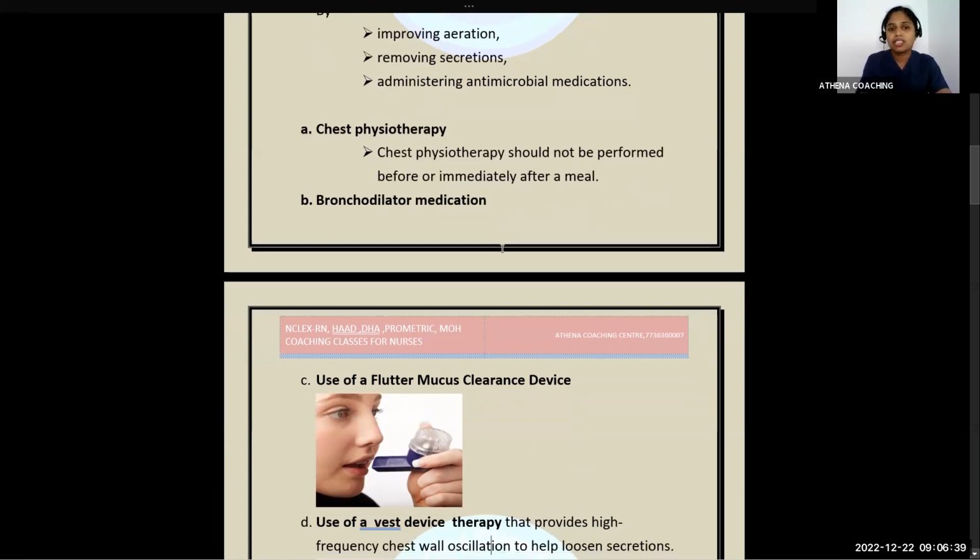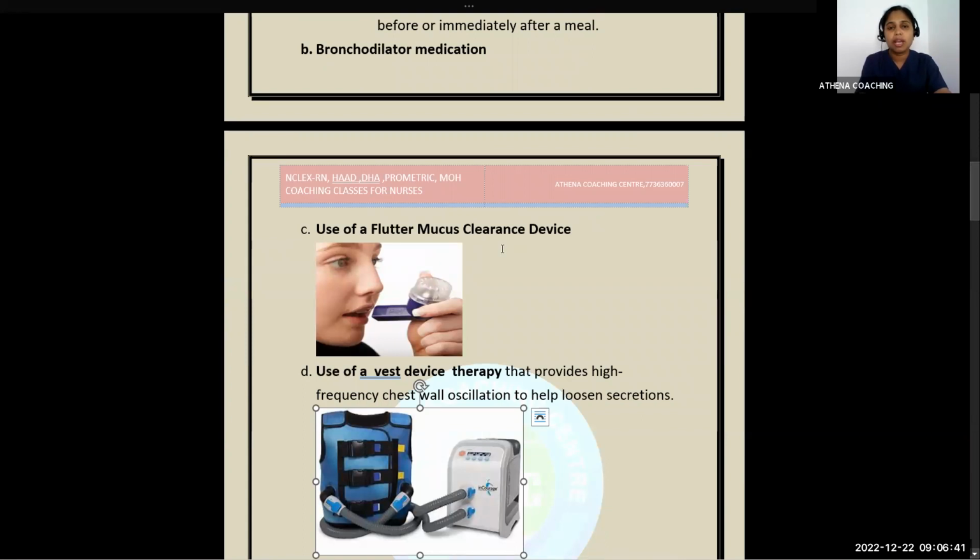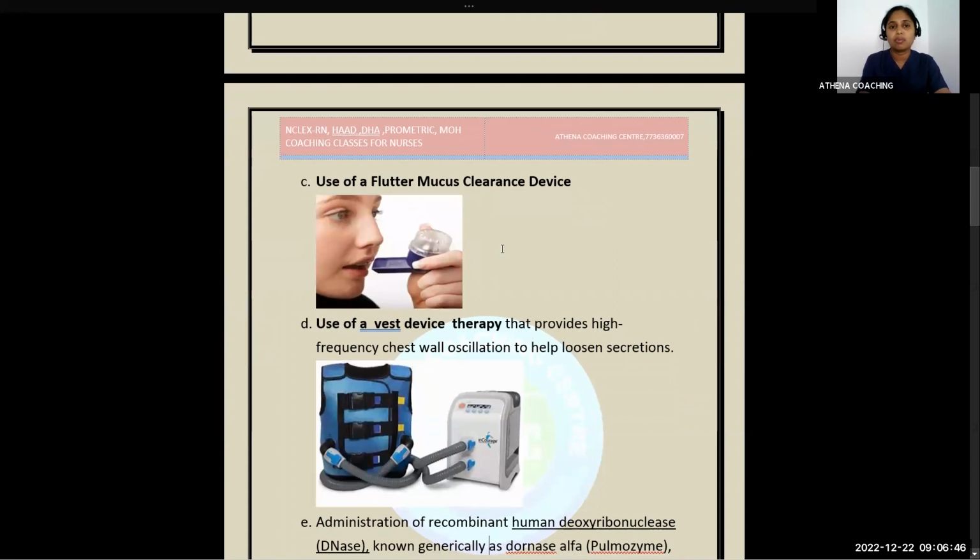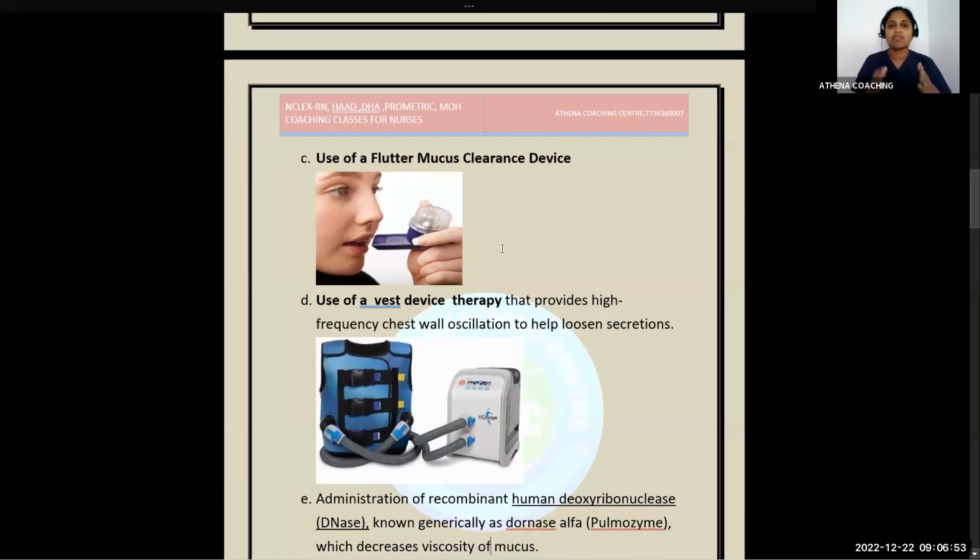Clear? And next is use of flutter mucus clearance device, that always helps to thin the secretions, and use of vest device therapy. This always gives a frequency of oscillation on the chest, and that always vibrates the chest, as well as it automatically vibrates the secretions, which are closely attached with the respiratory tract. Okay, so you have to just remember what this vest device therapy is used for and what the indication is.